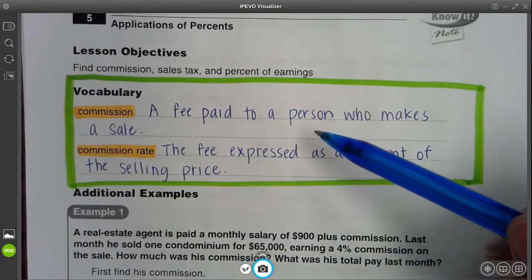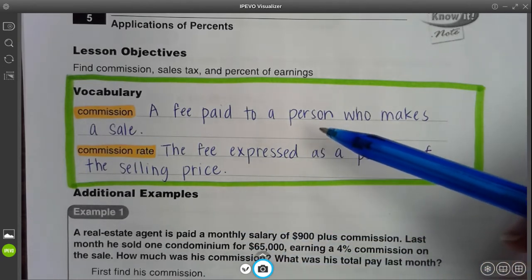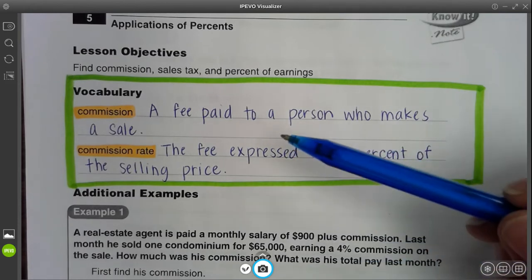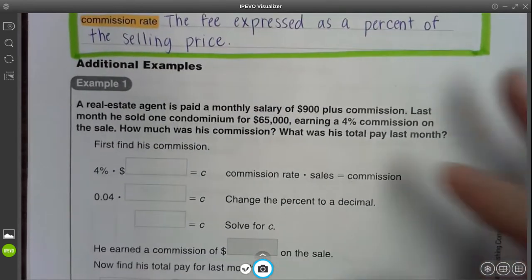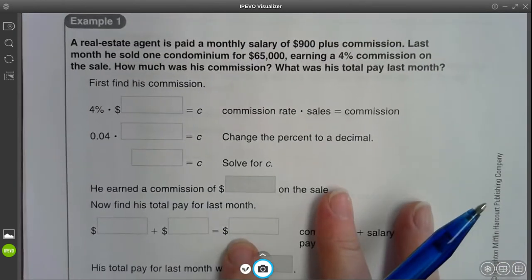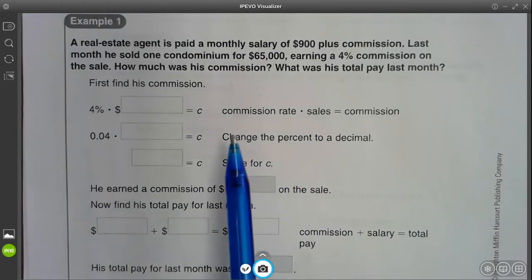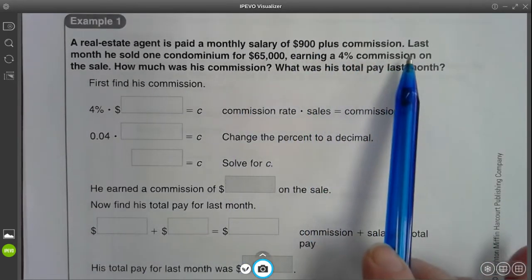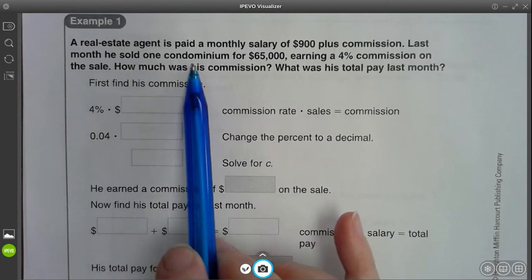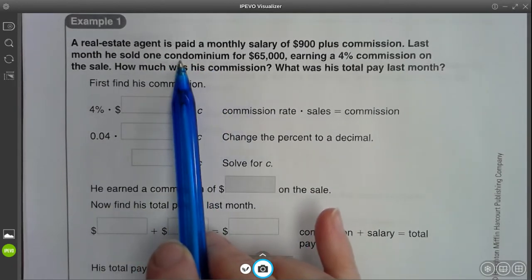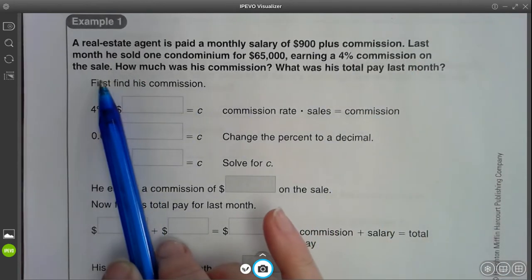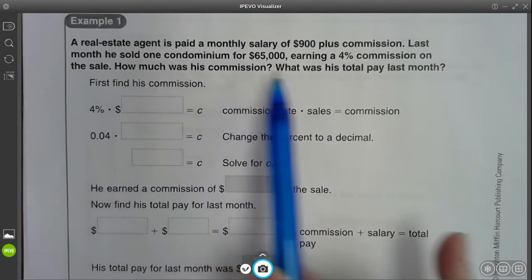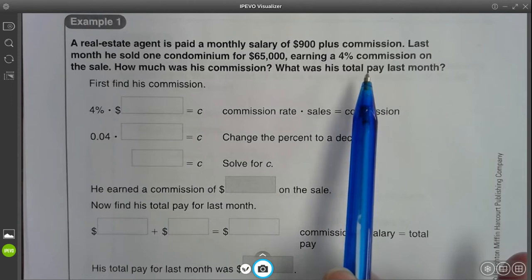Car salesmen work on commission, people who sell houses work on commission. So the higher the sale, the more money they make, and that's why they tend to be a little bit more pushy. Okay, so here's an example. A real estate agent is paid a monthly salary of $900 plus commission. Last month, he sold one condominium, which is condo for short, for $65,000, earning a 4% commission on the sale. How much was his commission, and what was his total pay last month?